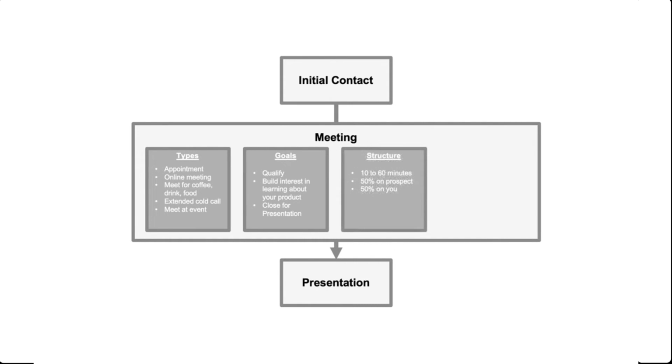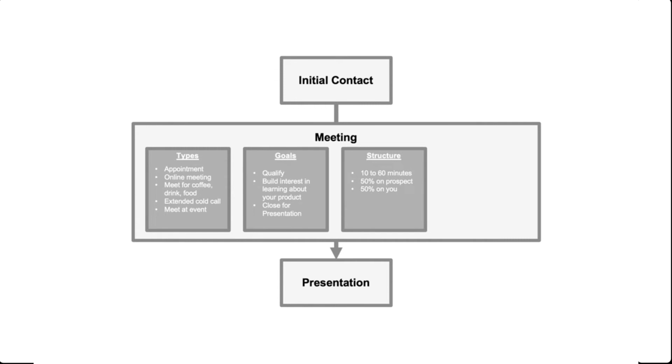The structure could be anywhere between 10 to 60 minutes. So for your more simple products, the meeting could be a 5 to 10 minute conversation. For your average products, it might be a 20 to 30 minute meeting. For your more complex products or deeper conversations, it might be a 60-minute meeting.